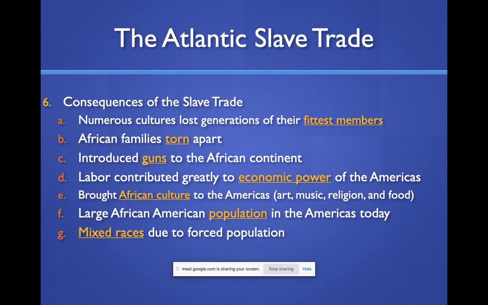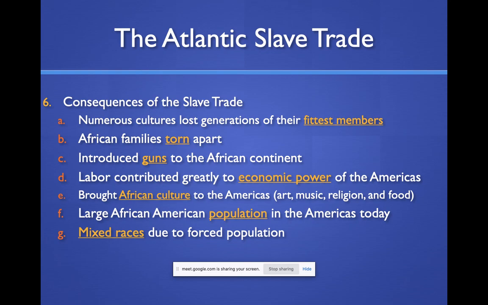This introduced guns to the African continent because they traded guns for slaves. Guns had not existed there. It was more of traditional warfare items. And it contributed to the economic power of the Americas. Any country in North or South America would not be as powerful as it is today without the slave trade, without the work that was done on the backs of the slaves.